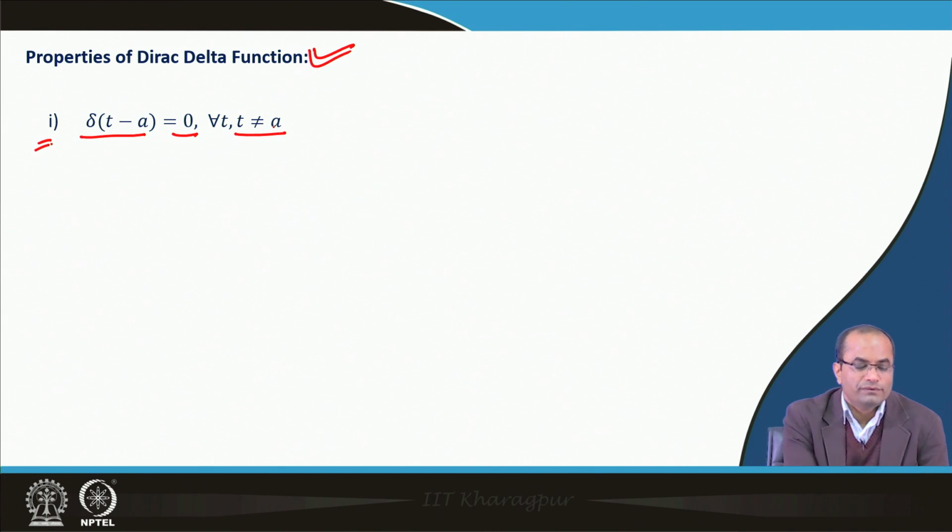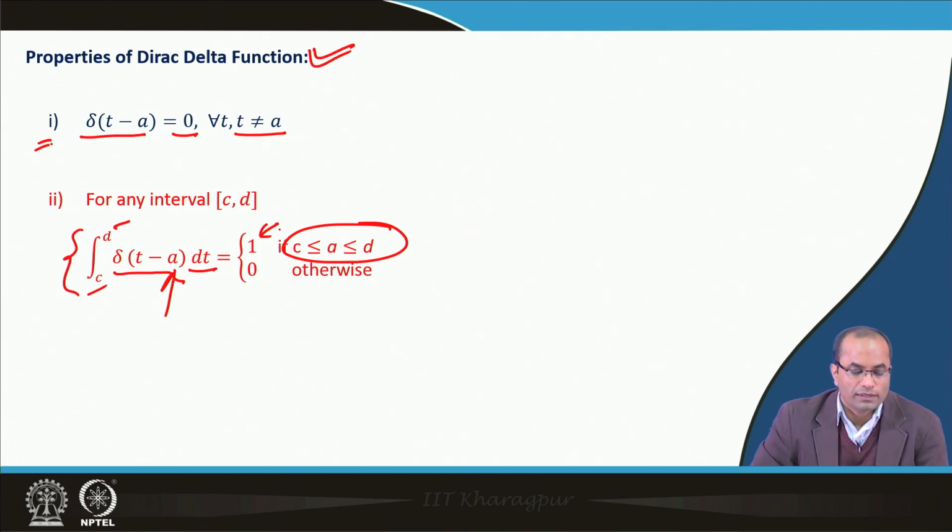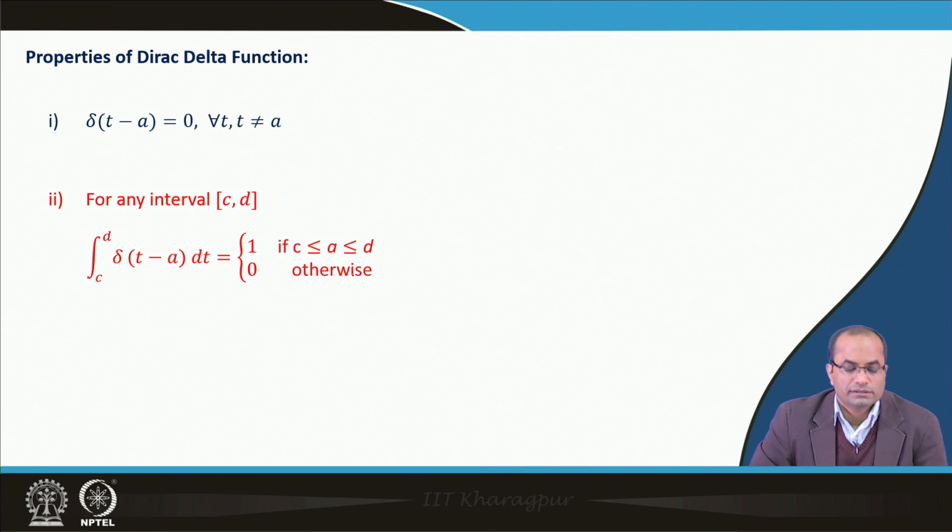So, whenever we are at a point t which is not equal to a, this is defined as 0. And when we integrate delta(t minus a) over some interval c to d, if this interval c to d contains that point a, then the value of this integral is going to be 1, otherwise the value of this integral will be 0.